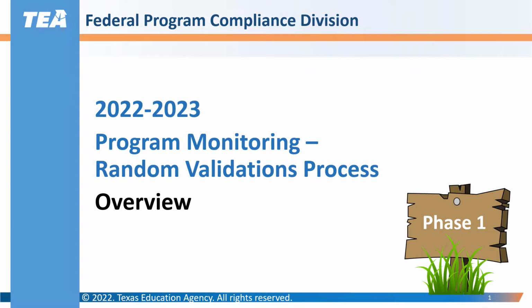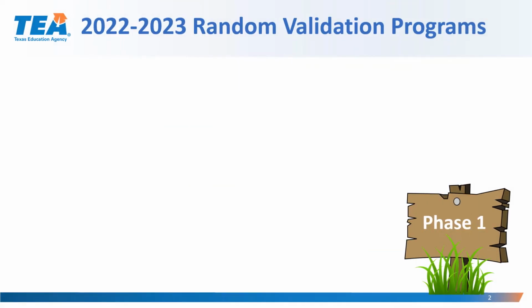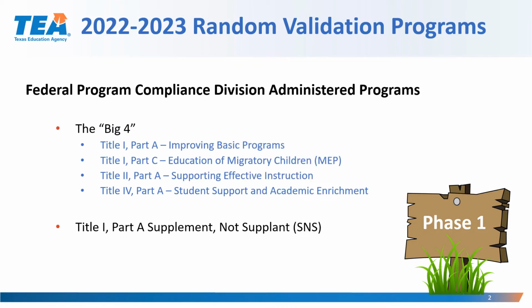This training video will provide an overview of the Phase 1 process. For Phase 1 of the random validation process, the Federal Program Compliance Division administered programs that have been selected are the Big Four, which is Title I Part A, Title I Part C, Title II Part A, Title IV Part A, and Title I Part A Supplement Not Supplant.